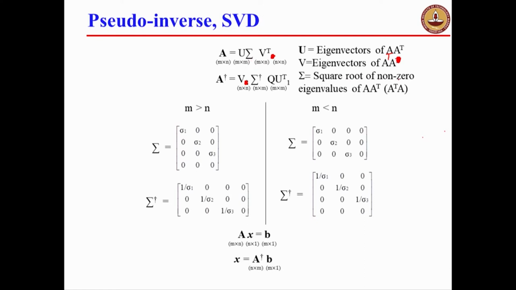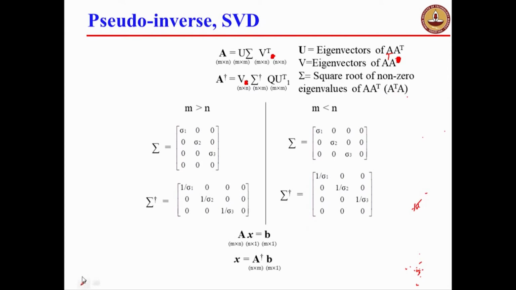It contains the square root of the non-zero eigenvalues of AA transpose or of A transpose A. Now, you can do the square root because we can show that the eigenvalues of AA transpose or A transpose A are non-negative. They are positive semi-definite matrices. Therefore, the eigenvalues are non-negative, and the square root is well defined. You will never have a problem of getting complex numbers. So, all the numbers in capital sigma are real numbers.